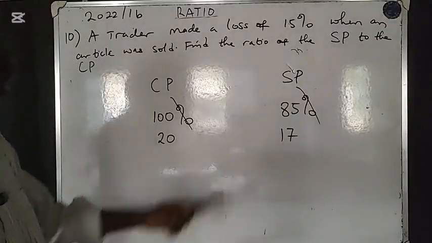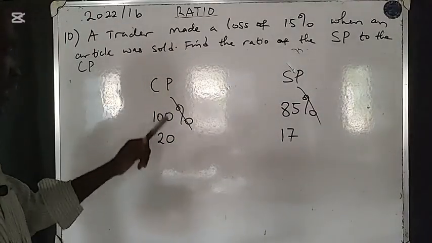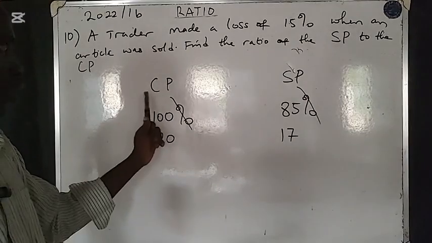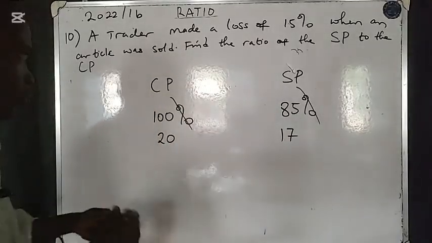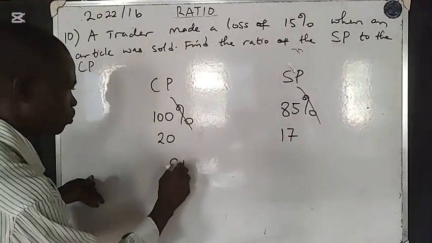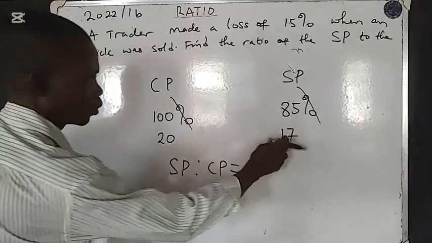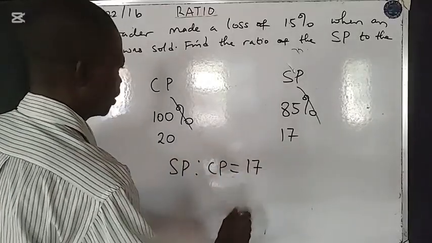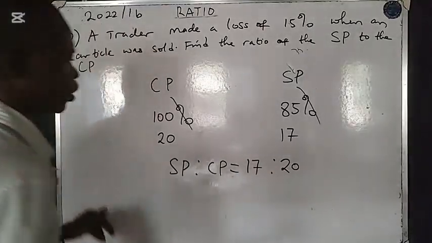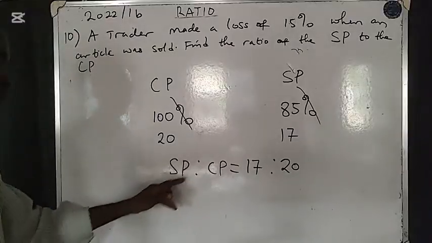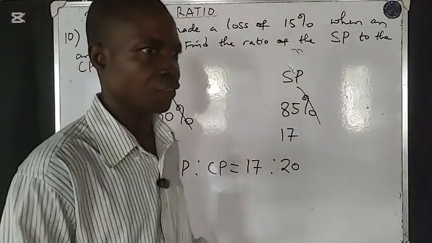But they are asking us for the ratio of SP to CP. They are not asking us for CP ratio SP, they're asking for SP ratio CP. So we write SP ratio CP equals 17 for SP ratio 20 for CP. So SP ratio CP equals 17 ratio 20.